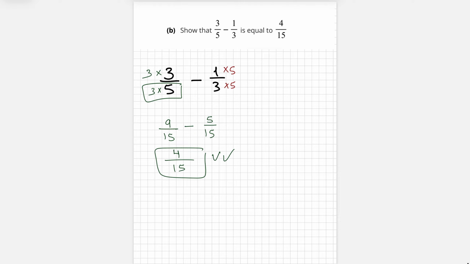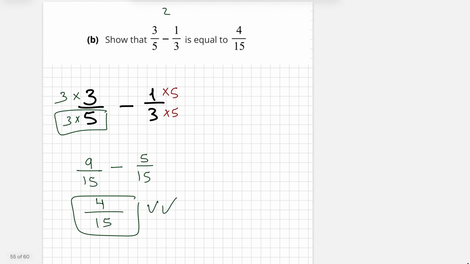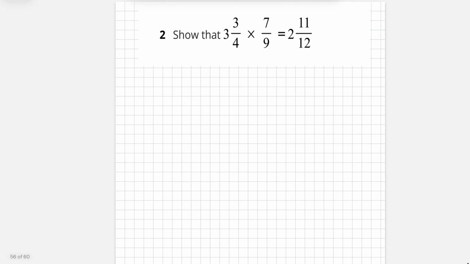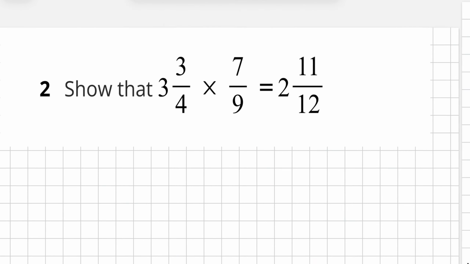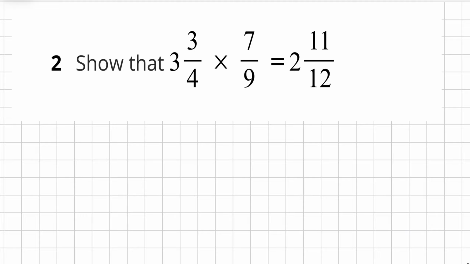Sometimes these questions are worth 2 marks. This question is worth 2 marks, and that one is worth 1 mark. Okay, so let's go into this one. What is this? We have a mixed number multiplied by a fraction. You didn't teach us this. And you have to show it equal to that, which is a mixed number. So we're going to have to convert it into a mixed number at the end. I didn't teach you this exactly, but I taught you the basics that you will need for this one, which is amazing.